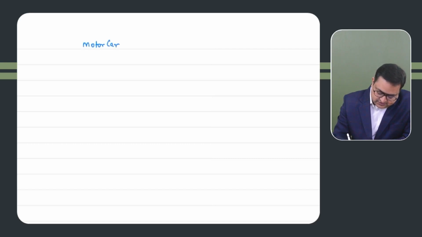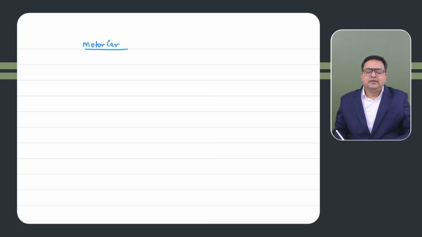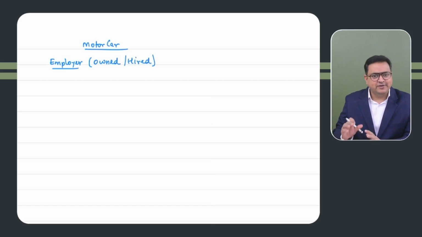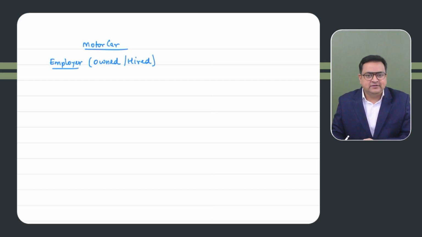Motor car perquisite. If this car is provided by the employer, what does it mean? Either this car is owned by the employer or it is hired by the employer. But it is not your car, it is not the employee's car. The employer has provided this car.